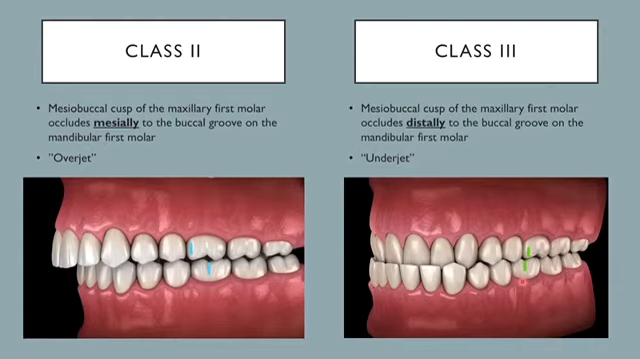I remember these terms, overjet and underjet, because the jaws in these instances are either shifted forward or behind one another, and so it kind of reminds me of an airplane. Overjet reminds me of that airplane flying all the way out here, and that's what overjet is. This maxillary jaw is much more anterior than the mandibular jaw.